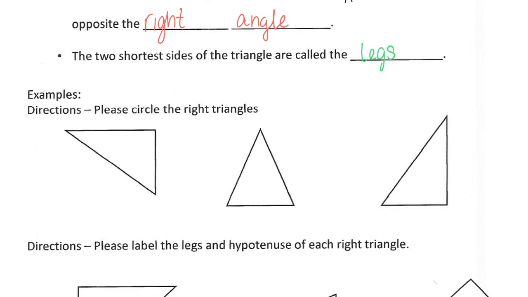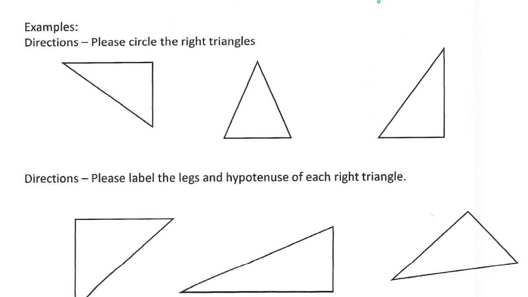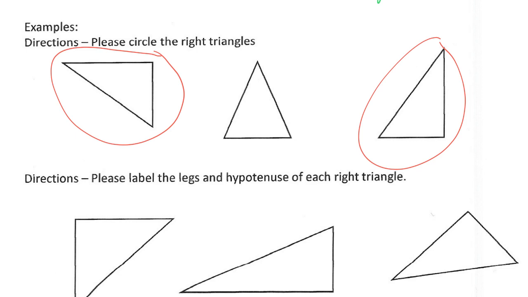These couple, I'm just going to say, and hopefully you'll do it as I'm saying. Please circle the right angles. Let's look at these. I see some with distinctive corners, right? So circle the ones that look like right angles. It's this one and this one because they have those distinctive corners, whereas this one in the middle doesn't have any distinctive corners, so it's not a right angle.